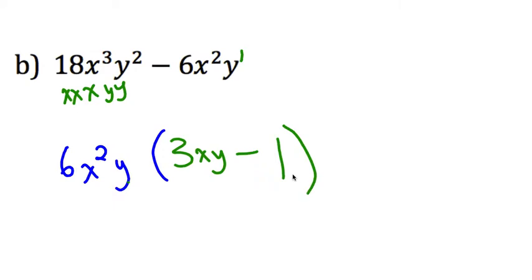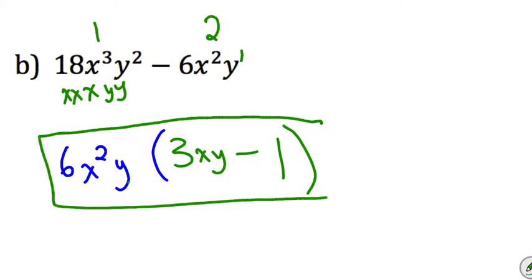We need to have a filler. If there's 2 terms, right, here's 1 term, here's 2 terms, there needs to be 1 term, 2 terms in our answer. So just keep that in mind. That is a common mistake that I see happen a lot. But here's your final answer. This is what we should get for this problem. All right, let's move on to C.